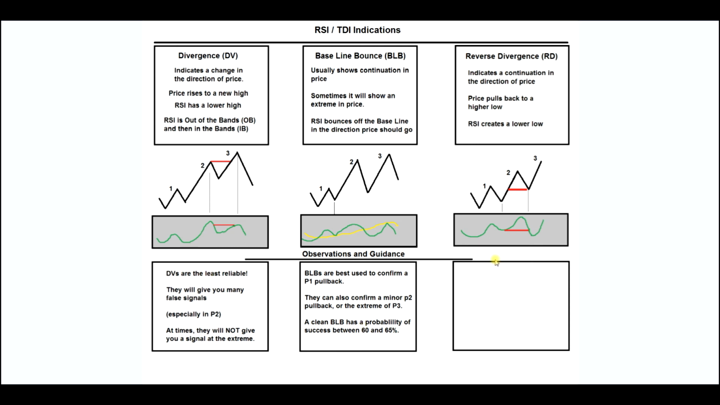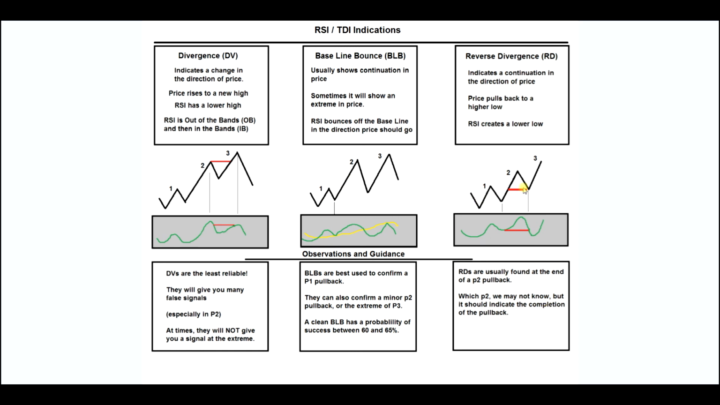Okay, now let's look at the reverse divergence. Reverse divergences are usually found at the end of a push 2 pullback, as we have in here. The push 2 pullback is where they're usually being found. Which push 2, we don't know. But they can indicate the completion of a push 2 pullback.